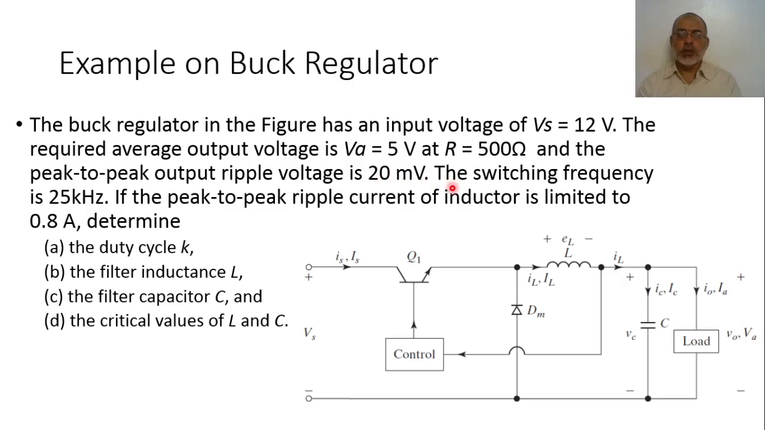The switching frequency of the switch is 25 kilohertz. If the peak to peak ripple current of the inductor is limited to 0.8 amperes, determine what is the duty cycle K, what is the filter inductance L, what is the filter capacitor C, and what are the critical values for L and C.